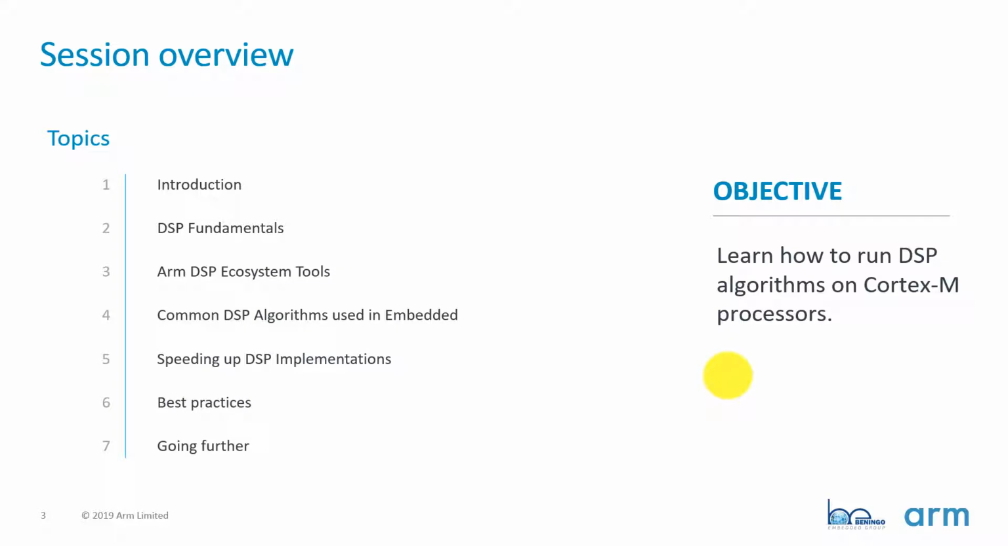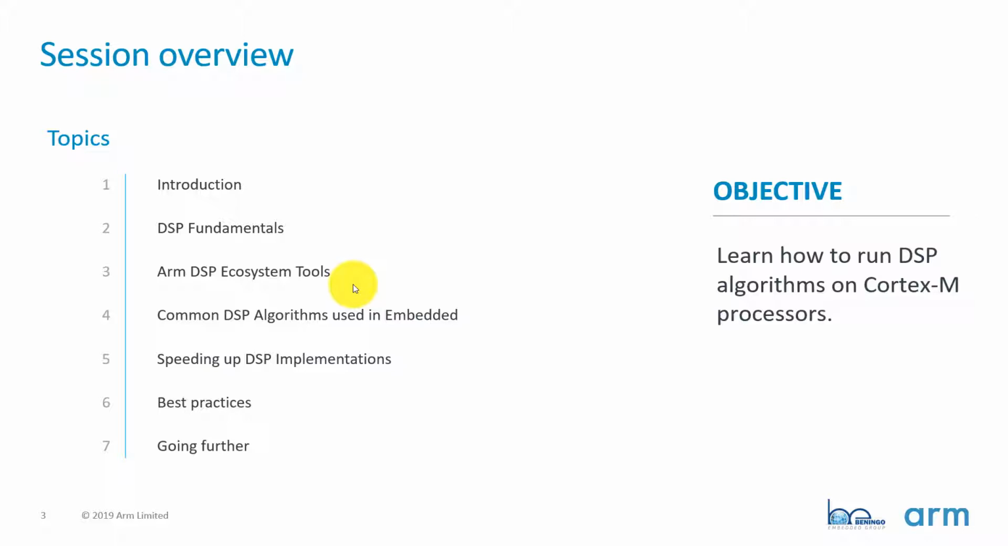Now in today's session, we are going to be discussing how we can run DSP algorithms on a Cortex-M processor. Since all of us are coming from different backgrounds, I'm going to start with some fundamentals. I'm going to give you a little introduction as to why DSP is important. We're going to talk about DSP fundamentals. I'll talk about the Arm DSP ecosystem in general, some of the tools that are available and some of the companies that are doing really cool things in the DSP area.